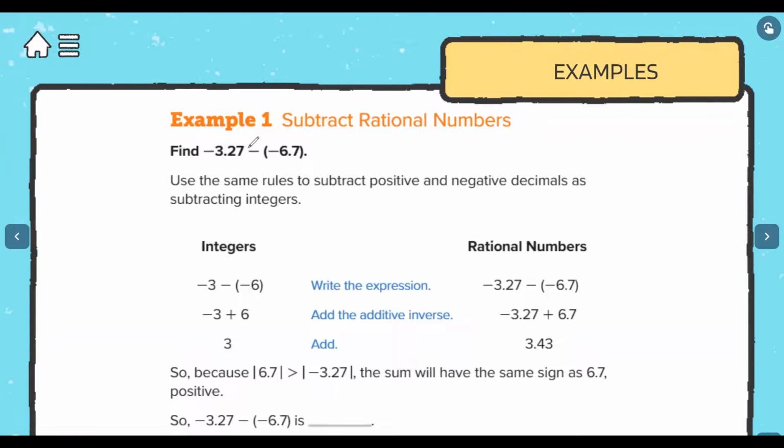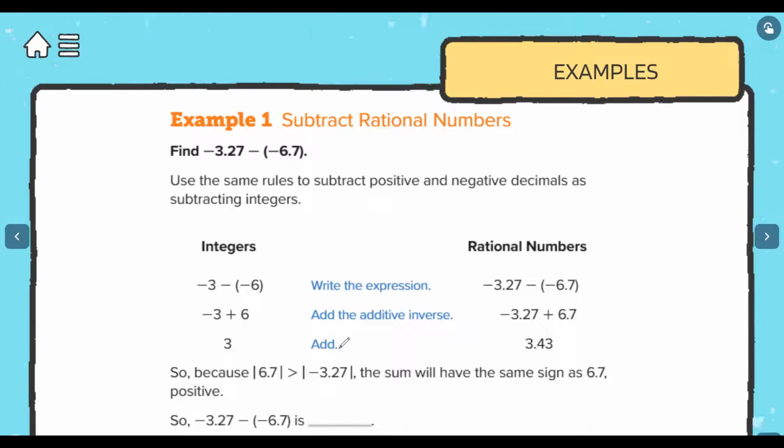So in this case, it says, find negative 3.27 minus negative 6.7. Use the same rule to subtract positive and negative decimals as subtracting integers. So the integers are negative 3 minus negative 6. Write the expression in rational numbers: negative 3.27 minus negative 6.7. So negative 3.27 plus, add the additive inverse, okay, so negative 3.27 plus 6.7.